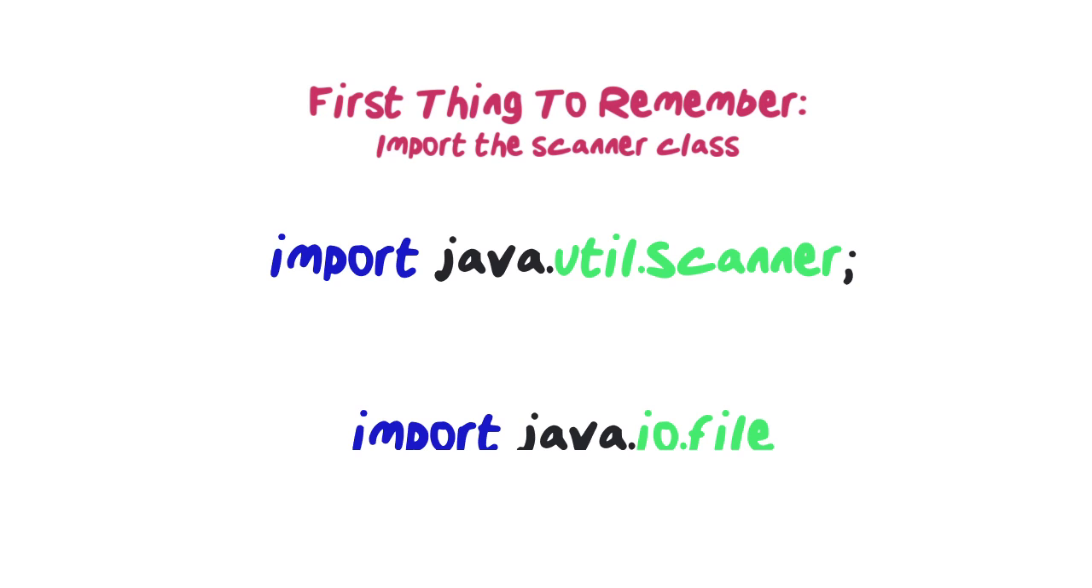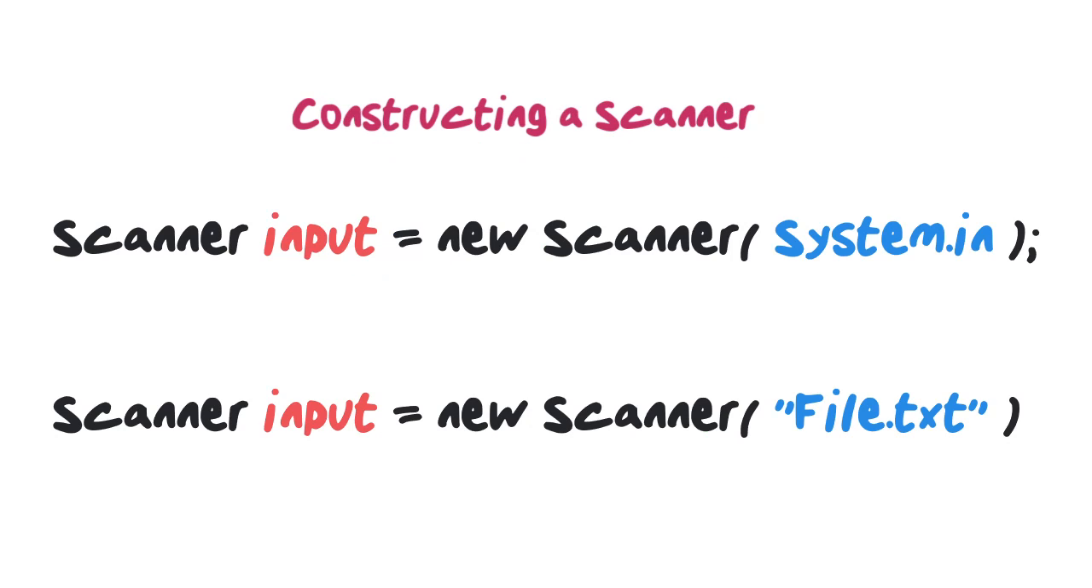to read input being typed in by the user, or import java.io.File to read input from a specified file. Then, you can construct a Scanner in two ways depending on what you want the Scanner to read. Use Scanner input = new Scanner(System.in) for an input stream from the keyboard, or use Scanner input = new Scanner(file.txt) to read from a specified file. Here, input is put in place of any variable name you want to give your Scanner, and file.txt would be replaced with whatever the file name actually is.